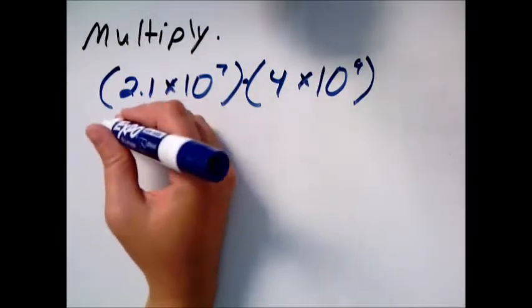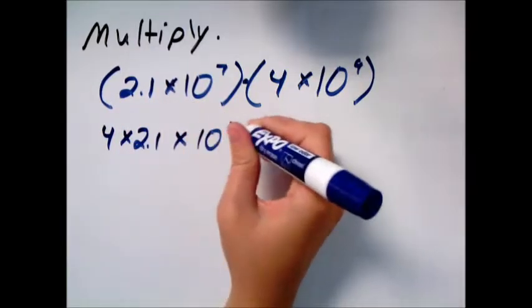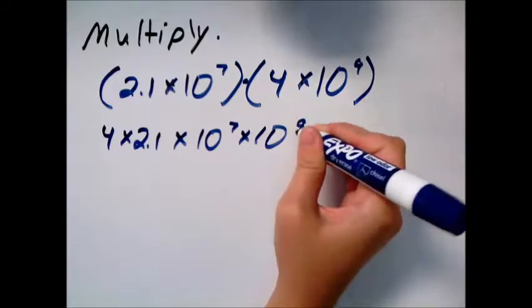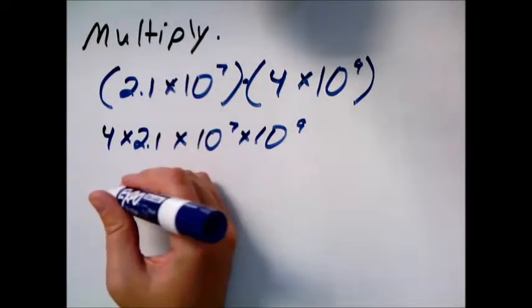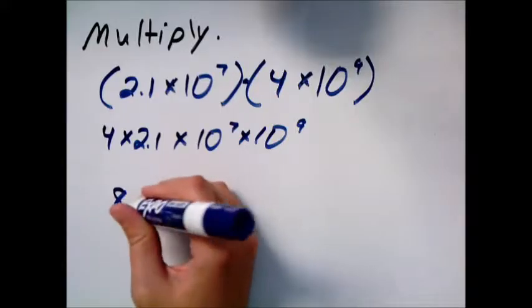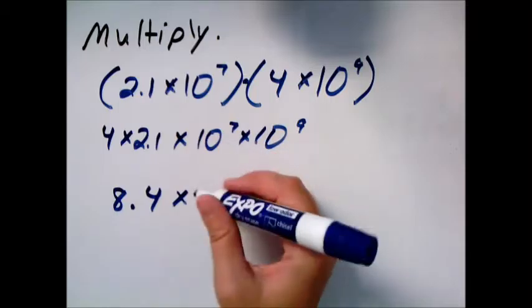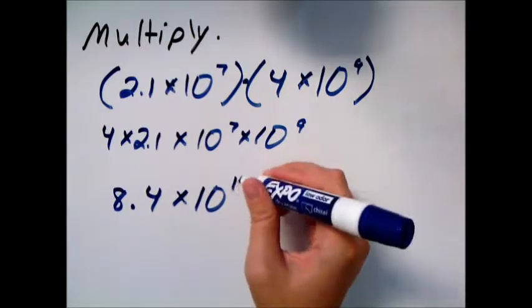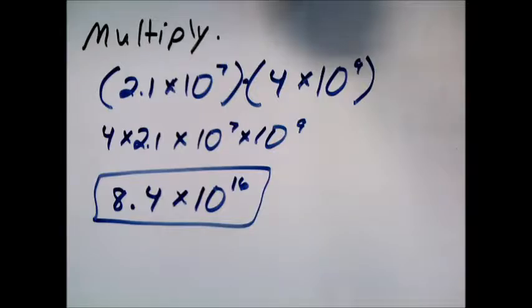So let's multiply the two things that we can multiply more easily, and then multiply the tens all together. And so 4 times 2.1 is 8.4, and 10 to the 9th times 10 to the 7th is 10 to the 16th. If you wrote them all out, you'd have 16 tens in a row, so 8.4 times 10 to the 16th.